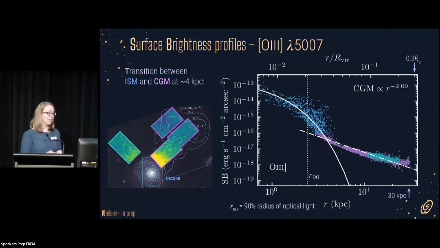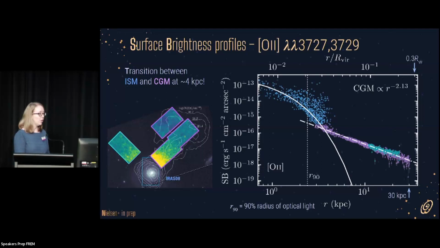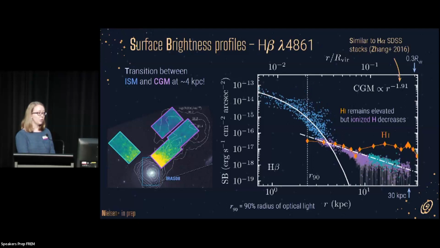What's also interesting is we see similar behaviors in the other two emission lines that we measured. So here is the O2 doublet. The exponential has the same scale radius as the O3, but the power law in the CGM is a little bit steeper. And we see a similar behavior in the H beta as well. Again, the similar scale radius in the disk, but then the CGM power law is actually a little bit more shallow than the O3 emission.